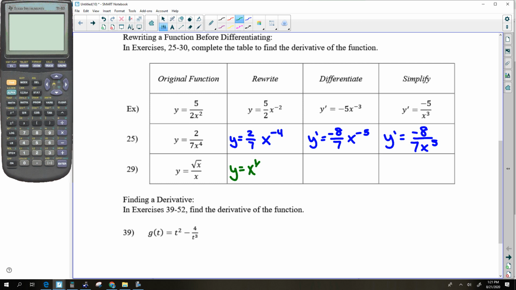So this is x to the 1/2 times x to the negative 1, aka that's x to the negative 1/2. Multiply means add the exponents. So the derivative is drop it down and subtract 1. So I'm kind of like mentally subtracting 2 over 2. And then clean it up. So negative 1 over 2 square root of x to the 3rd.